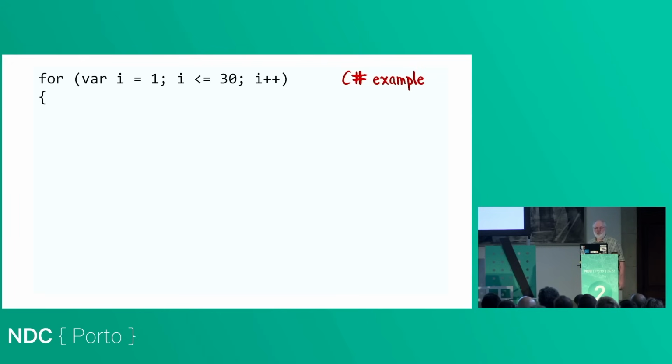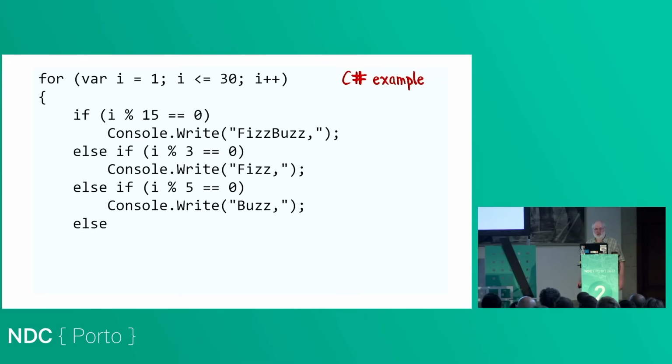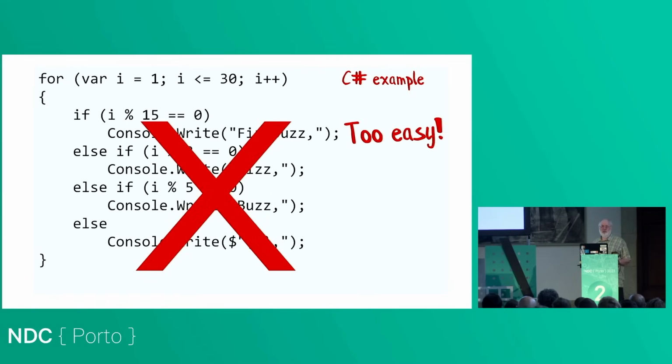So here's the C# example. This is a pretty standard implementation, right? I'm just looping from 1 to 30, and I'm just comparing the different things. So this is great. If you're doing a job interview, definitely do it this way. But we're not going to do it this way, because this is too easy. We're going to make it more complicated, right?